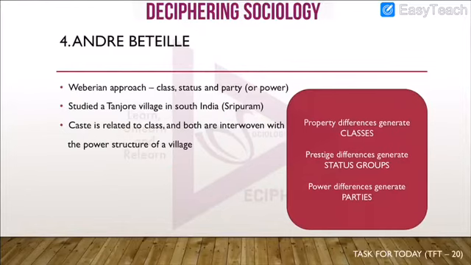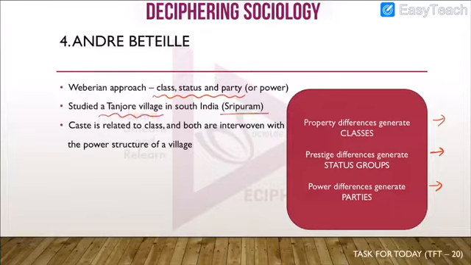The fourth thinker to study social stratification was Andre Beteille. He followed the Weberian approach. Weberian approach, just now we have studied. His approach was based on class, status and party or power. Similarly, Andre Beteille also said that in Indian society, property differences generate classes, while difference in social prestige generate status groups, and finally political power, the difference generates parties.